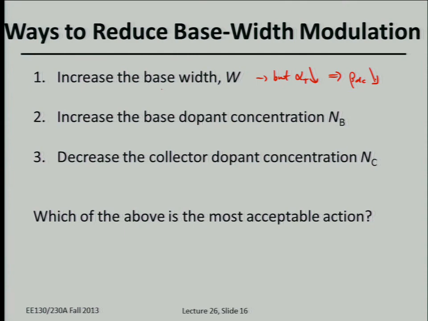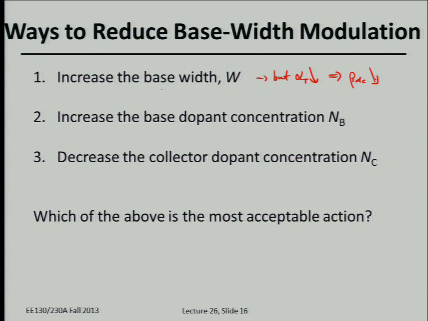Another way to reduce base width modulation is to make not the base width narrow compared to the depletion region, but to make the depletion region narrow. Right? So we don't have to make the base so narrow. If we make the depletion region narrow, we can minimize the base width modulation effect. We can do that by increasing the base dopant concentration.